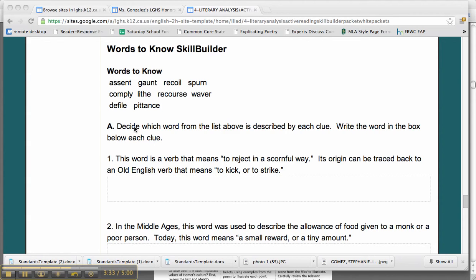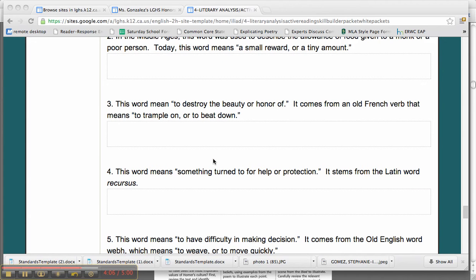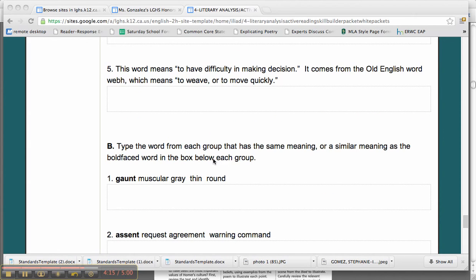For exercise A, decide which word from the list above is described by each clue. Write the word in the box below each clue. I'm going to do the first one for you. This word is a verb that means to reject in a scornful way. Its origin can be traced back to the Old English verb that means to kick or to strike. So obviously this word is spurn. I recognize it from the dictionary definition, so I would type spurn in here. And you just go that way all the way down. If you're not sure what they are, go ahead and use your vocabulary charts if you did them, your vocabulary cards, or Quizlet.